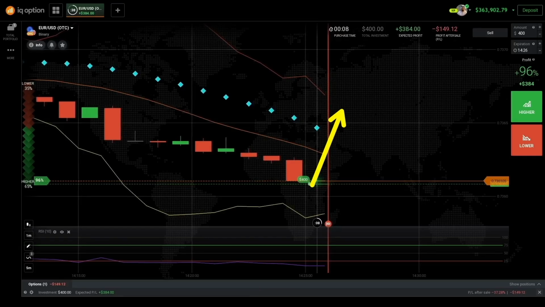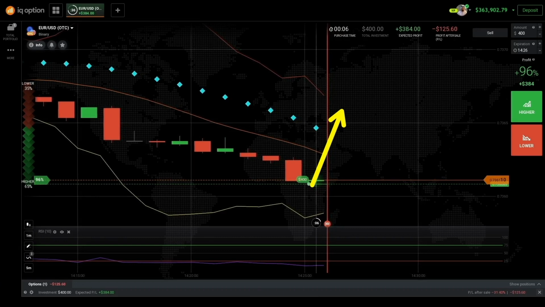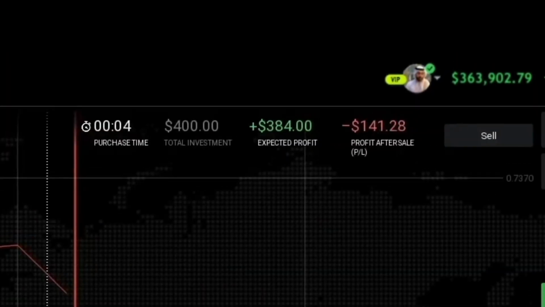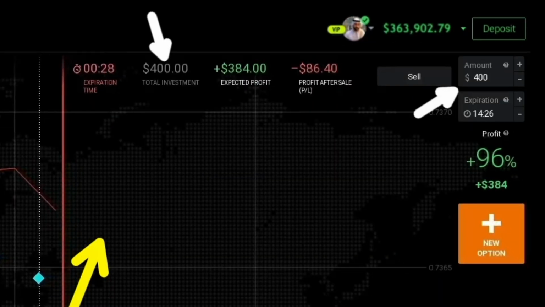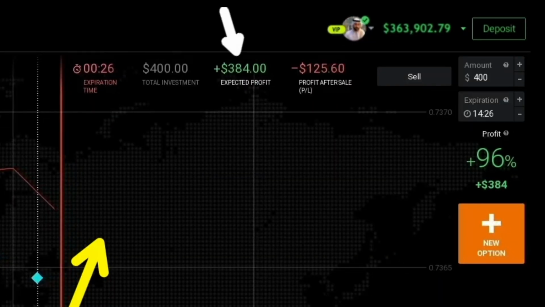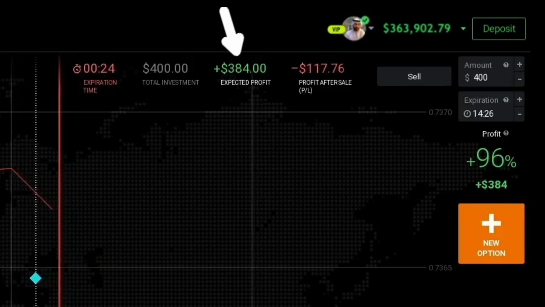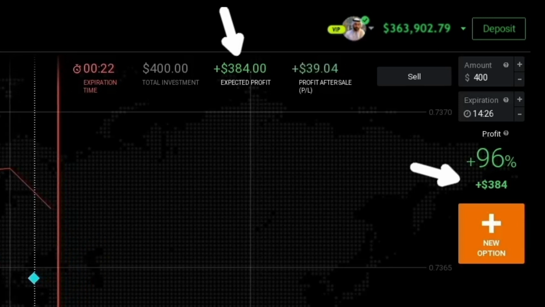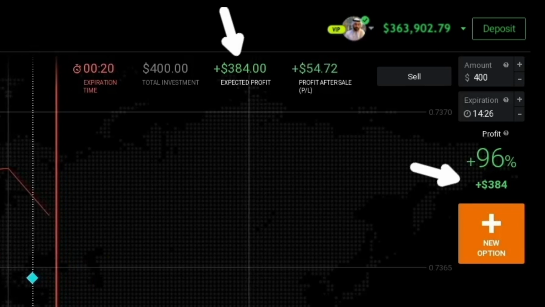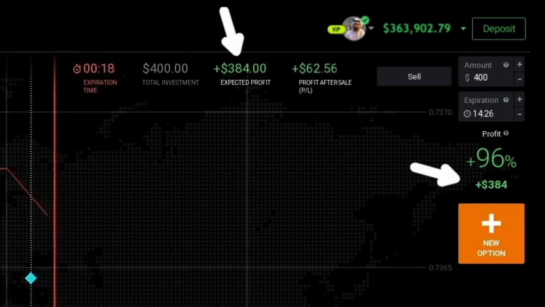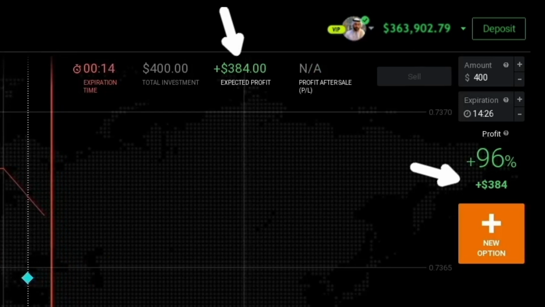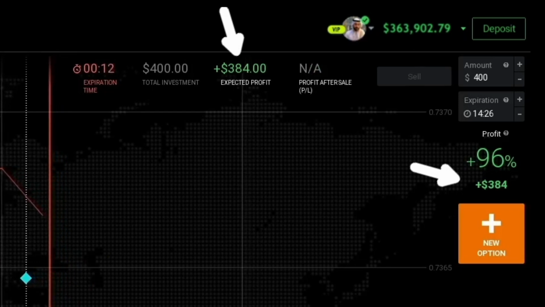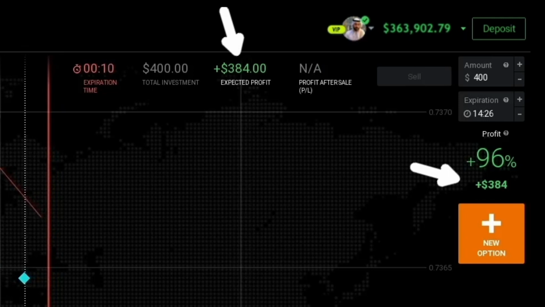When trading options on this platform, you can see three numbers on the top of the chart. The first number is the total investment, meaning the amount of the investment you chose when you opened your trade. The second number is the expected profit. This means how much money you will make at the end of this option, or when the expiration time ends. If your prediction was right, the number will be shown in green, and if your prediction was wrong, the expected profit will be red and it will show you how much money you will lose.